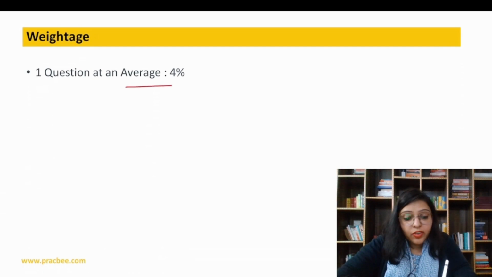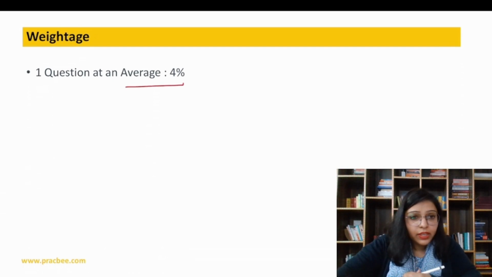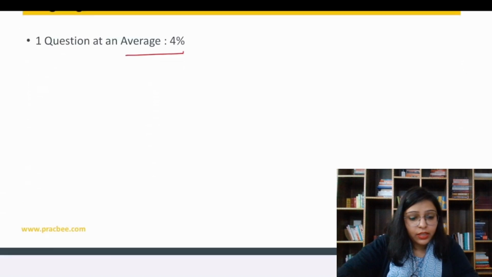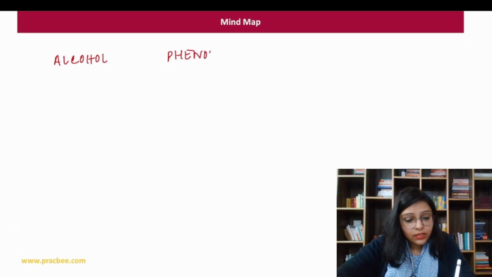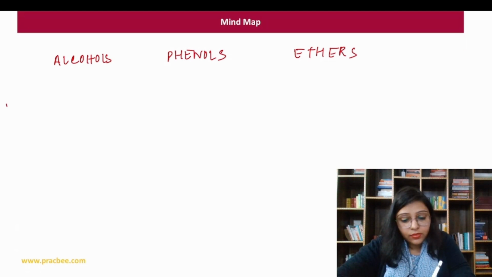Now, if we talk about the weightage, the weightage is around 4%, or we can say one question is going to come in your exam. Now, let's discuss the mind map. So in organic chemistry, we know that here we have alcohols, phenols, and ethers. Okay. So, beta, we have to discuss physical properties. We should know the physical properties of alcohols, phenols, and ethers.